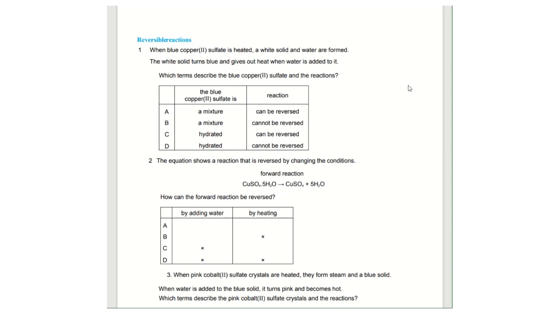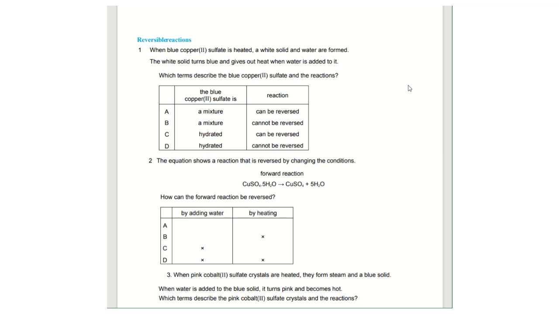Reversible reactions are reactions which proceed in both forward and backward directions simultaneously, and the equilibrium is when the rate of forward reaction is equal to the rate of backward reaction. Shifting of equilibrium is when one side becomes faster than the other side relatively, and it is definitely based on certain parameters. So let's start with the first question.